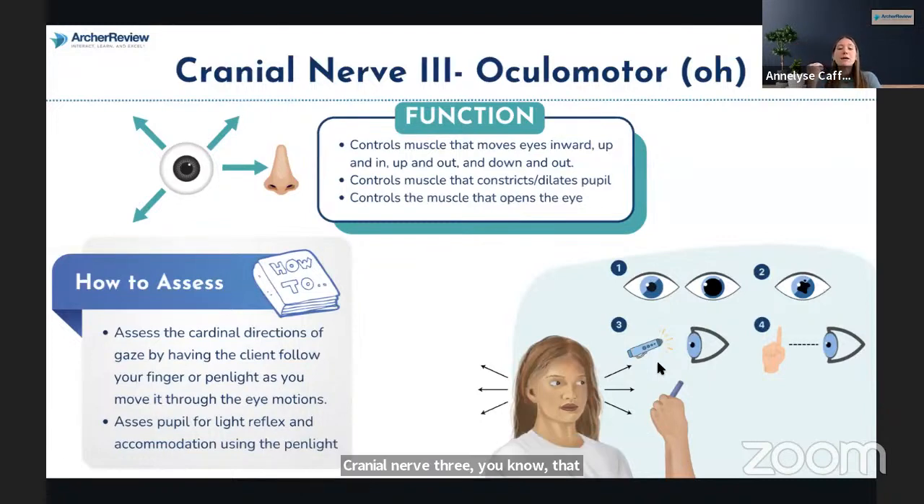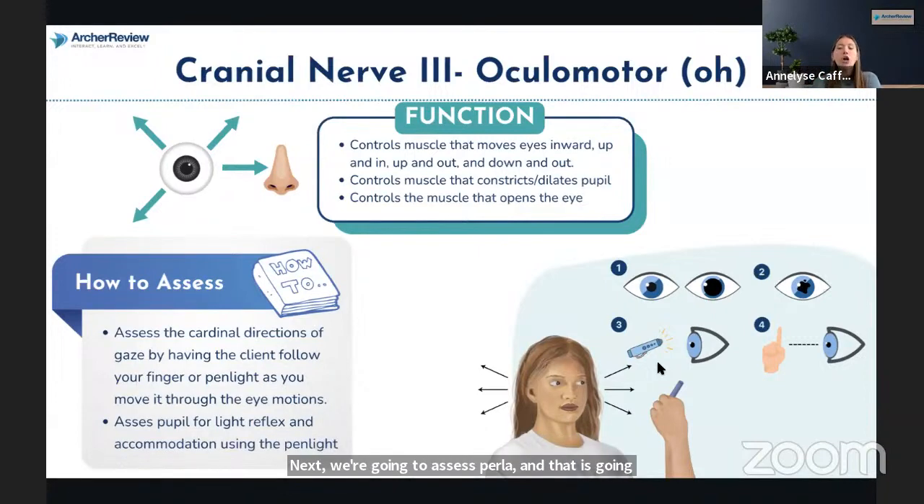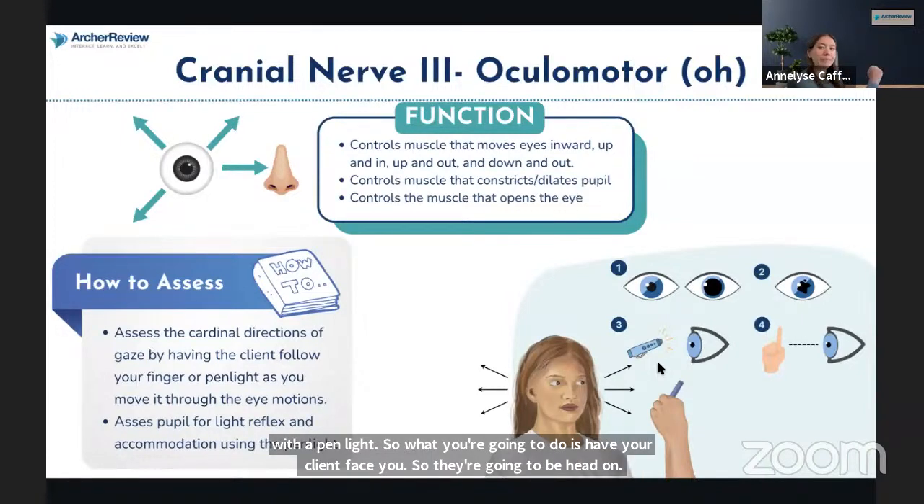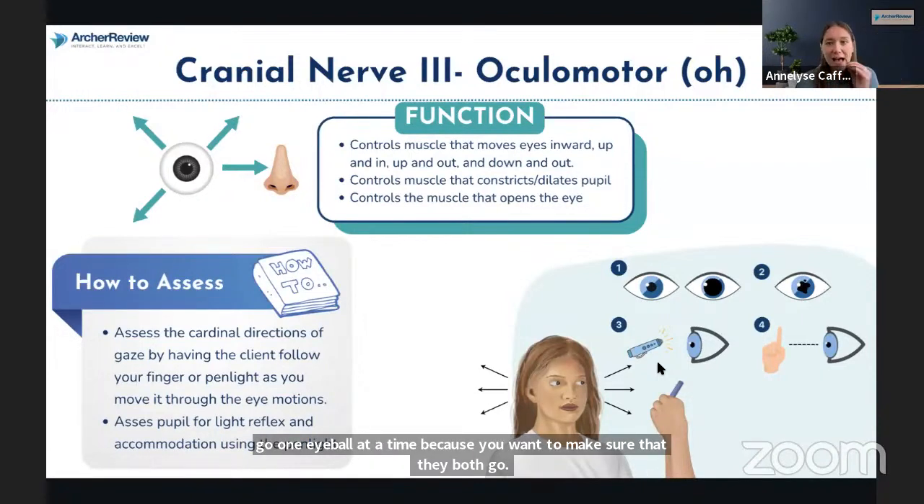Next, we're going to assess PERLA, and that is going to check for light reflex and accommodation. You use that with a pen light. So what you're going to do is have your client face you. So they're going to be head on, looking at you, you're looking at them. You're going to grab your pen light. And what you're going to do is I go one eyeball at a time, because you want to make sure that they both go. Turn your pen light on, and you're going to shine the light in the client's eyes.